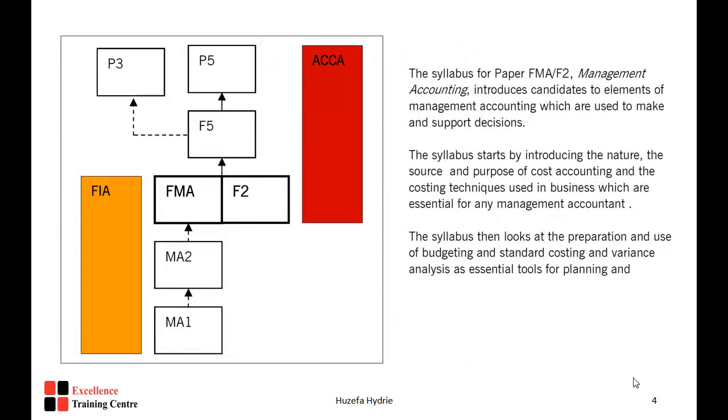Now as I was explaining in our previous courses, I had this hierarchy over here as well: you start from MA1, that's done, then MA2, that's also done. Now we are standing at this stage, your Fundamentals of Management Accounting, also known as F2. The knowledge that you will be getting over here will make up almost 40 to 50% of what you will be carrying forward to F5. And F5 is one of the toughest papers of the fundamentals level.